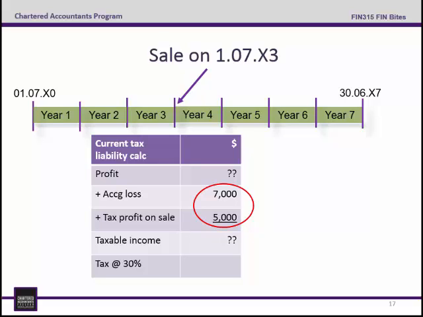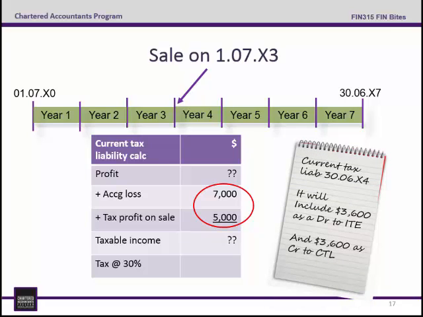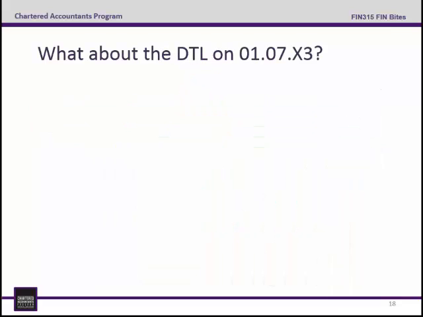For now, I'd just like you to understand that by selling the machine, the current tax liability will increase by $3,600. That is the $12,000 in add-backs there times 30%. So the current tax liability calculation at 30 June X4 will include $3,600 as a debit to income tax expense and $3,600 as a credit to the current tax liability.